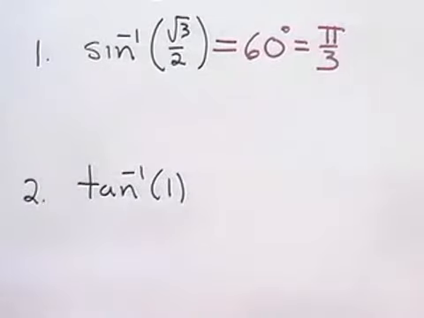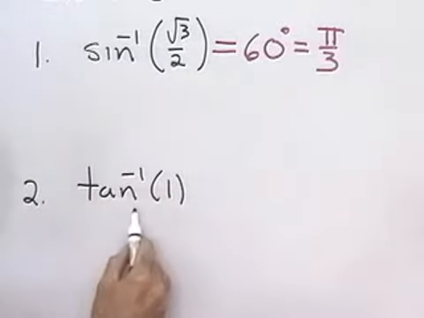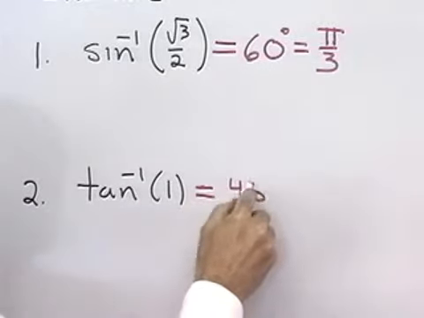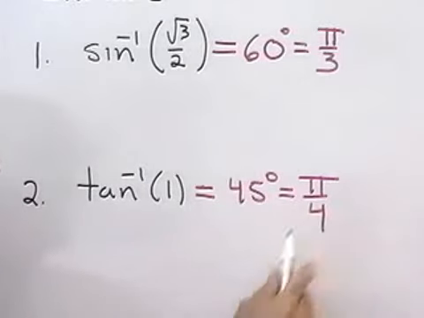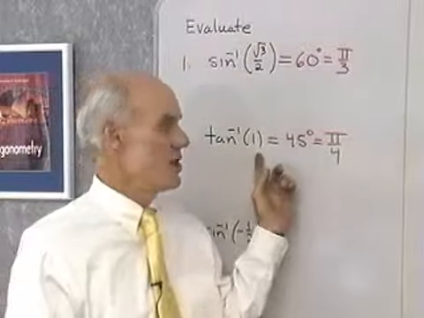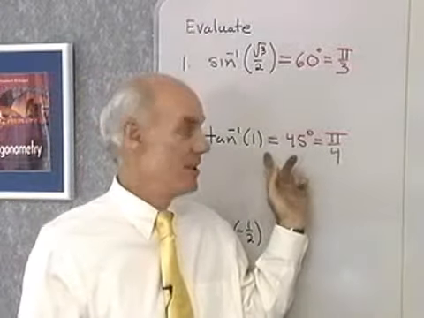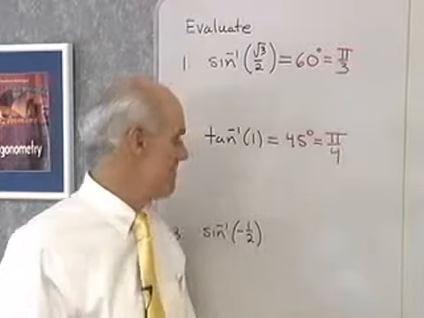Inverse tangent of 1. Well, the restriction on inverse tangent is also between negative 90 and positive 90, and I want the angle whose tangent is 1. Well, I know that that must be 45 degrees, or in radian measure, pi over 4. So the angle whose tangent is 1 that lies between negative 90 and positive 90 is 45 degrees, and then if you want it in radian measure, pi over 4.